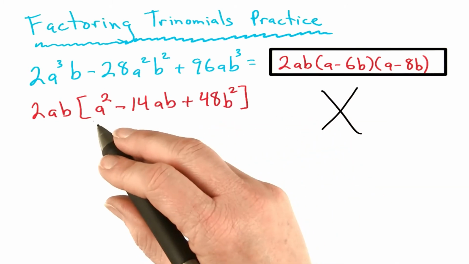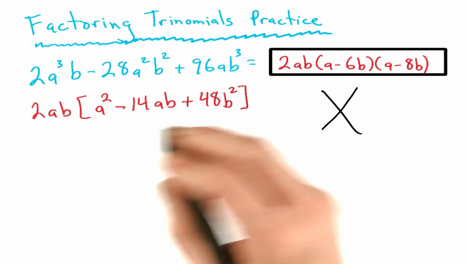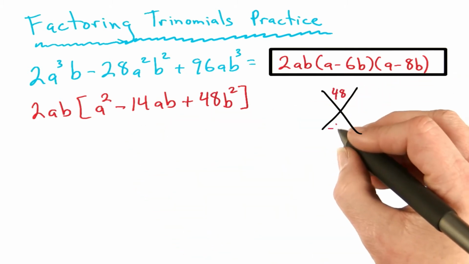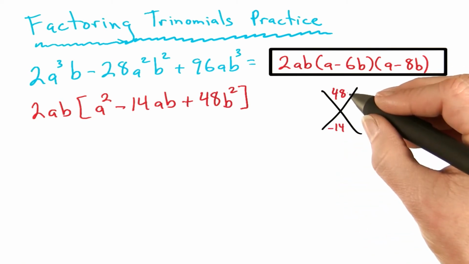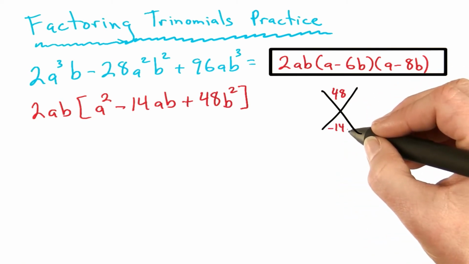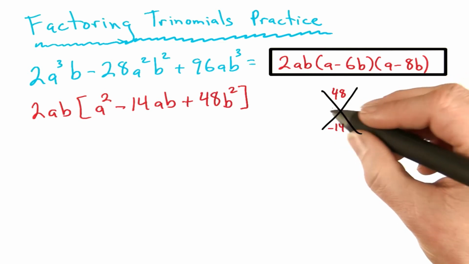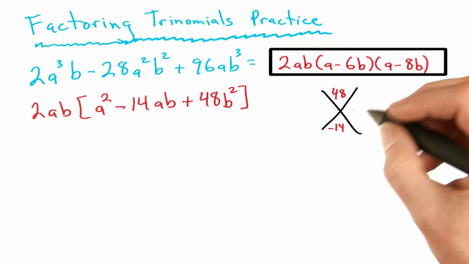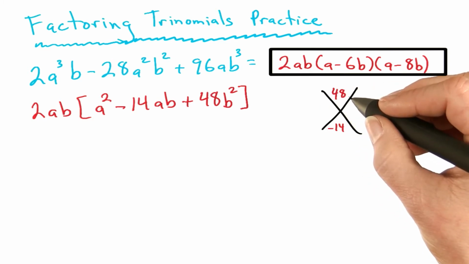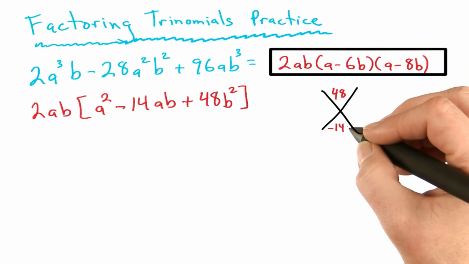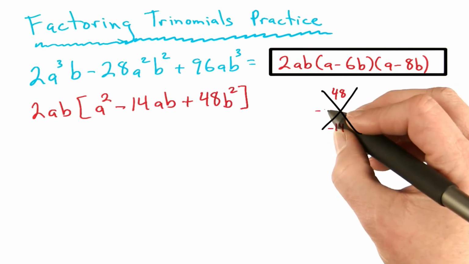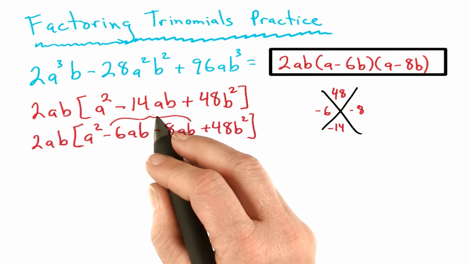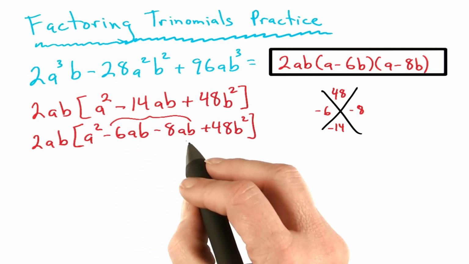For this polynomial, since the coefficient of the a squared term is 1, I need the factors of 48 that add up to negative 14. Since this is a positive number and this is a negative number, I know that both of my factors are going to be negative. A negative times a negative is a positive, and a negative plus a negative gives me a negative. When I think of the number 48, there are several ways to factor the number. The two factors of positive 48 that add up to negative 14 are negative 6 and negative 8. So I can rewrite negative 14ab as negative 6ab minus 8ab.